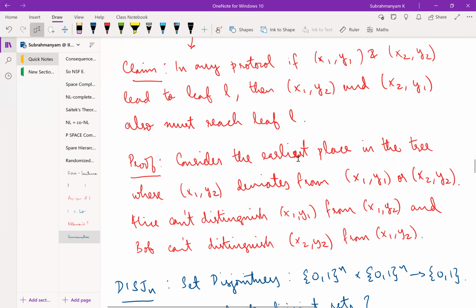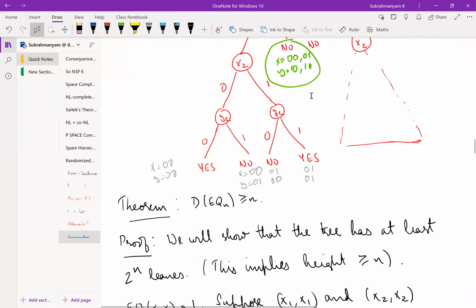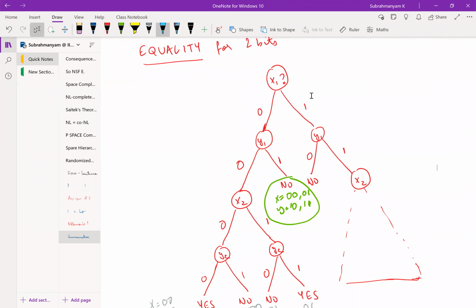Why is this true? Suppose this is not the case. Assume that x1, y1 and x2, y2 go to the same leaf L, and x1, y2 does not go to the same leaf. So it goes to some other leaf, which means it must deviate. I will just draw this with a pencil. Suppose this is a leaf where x1, y1 and x2, y2 have reached. Now suppose x1, y2 goes to some other leaf over here. This means that at this point it deviated. x1, y2 started from the same root and deviated here.